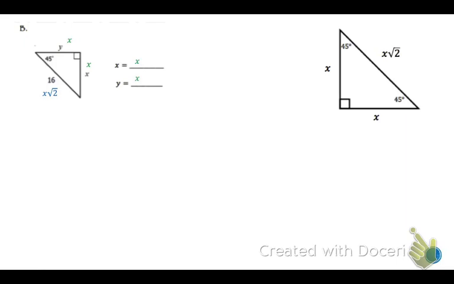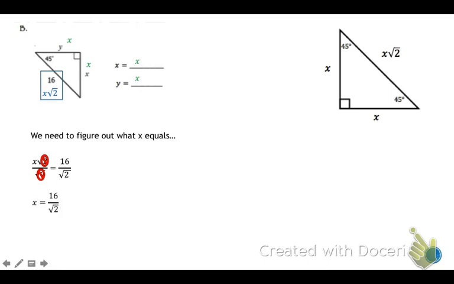Okay? Now I'm going to take what I'm given. So I'm given the 16 equals the x square roots of 2. And I'm going to set those equal to each other. I need to solve this for x. So to get that x by itself, I'm going to divide by the square root of 2. Those square roots of 2 cancel, and I'm left with x equals 16 over the square root of 2. Okay, mathematicians do not like having square roots in the denominator. So we have to rationalize that denominator. And what that means is we have to multiply by the square root of 2 to the top and to the bottom. Then we just multiply straight across.